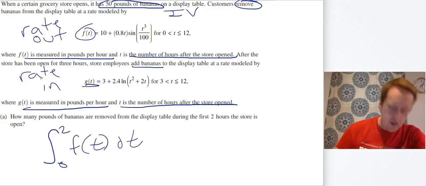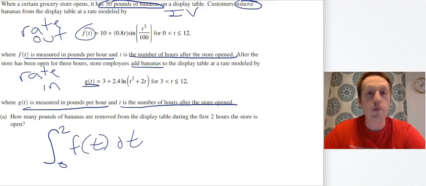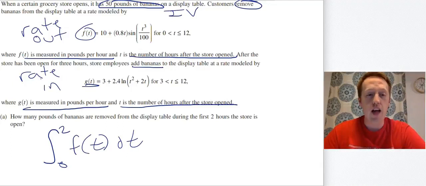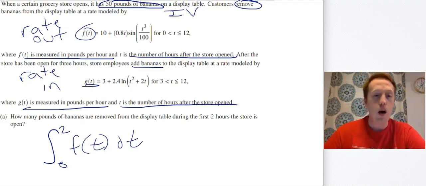Now I know some people might be thinking, well, why aren't you talking about the 50 pounds of bananas it started with? Well, it just wants to know how many are removed. It doesn't want to know how many bananas there are, just how many were taken away. If I wanted to include the initial value, that would mean that the question was asking about how many pounds of bananas are there entirely. So I'm going to do that.